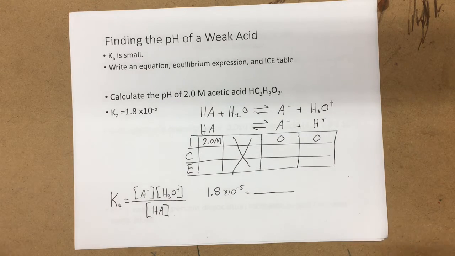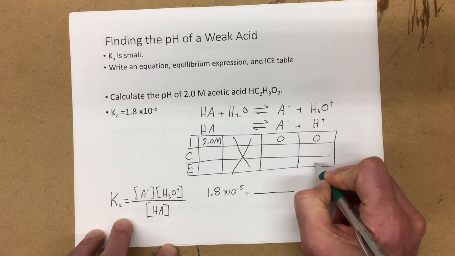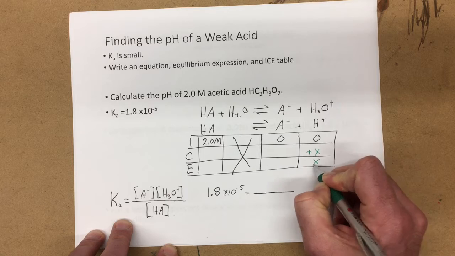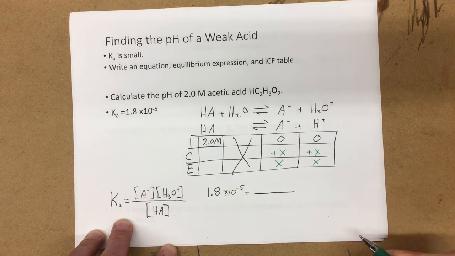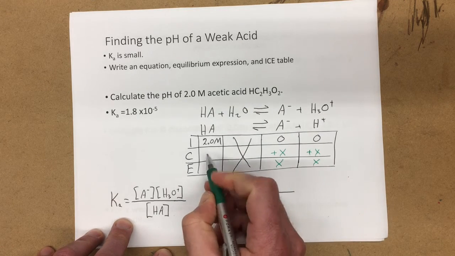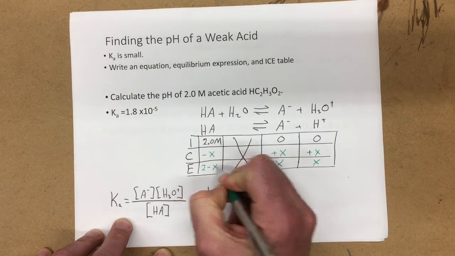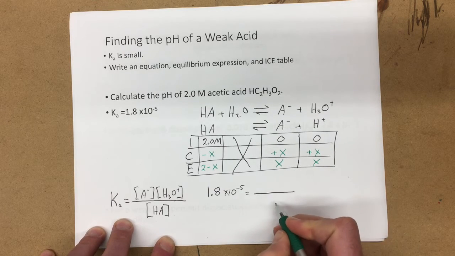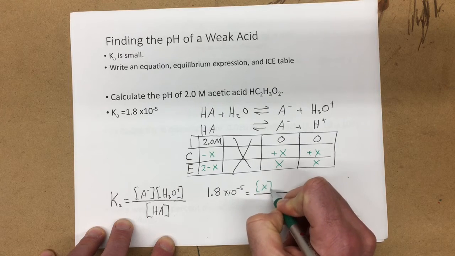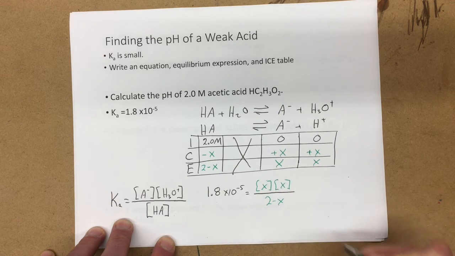All right, so looking back at our ICE table, what else do we have? Well, we don't have any of the equilibrium concentrations, so we're going to have to use a variable. We'll say that this goes up by x, so it ends up at x. This is a 1-to-1 ratio, so this will also change by x. It'll be x. And when these go up by x, the acid is going to have to decrease by x. So this will be 2 minus x. All right, so now we can plug these numbers into our equilibrium expression. So we'll have x times x over 2 minus x.